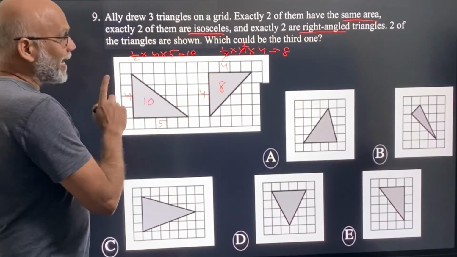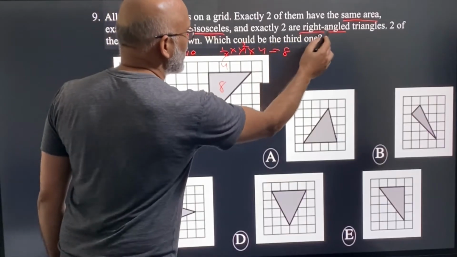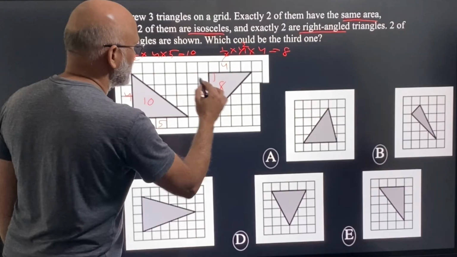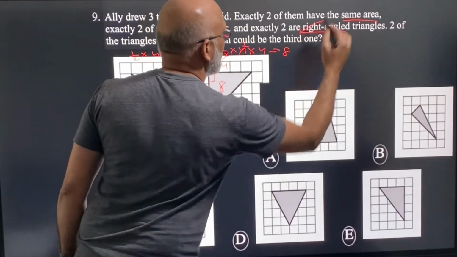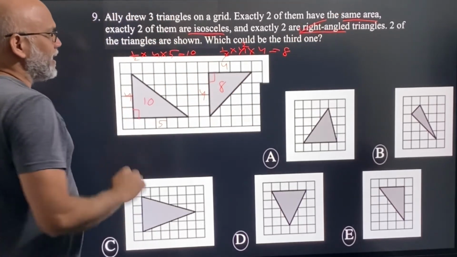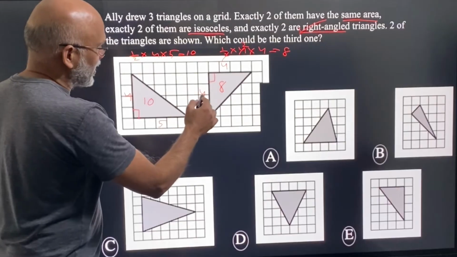Now, right away, I can see that the condition that two have to be right angle is already met. This is a right angle. This is a right angle. What is remaining to check is same area and that they are isosceles. So this is not isosceles. This is isosceles. Okay.